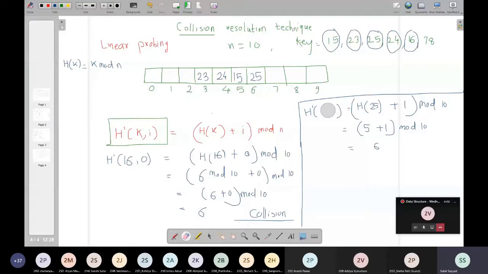What is h dash of 16, 1? It will be h of 16 plus 1, mod 10. So what will this give you as the result? This will give you 6 plus 1 mod 10. So you will get the answer as 7 in this case. Are you getting this, my dear students? So now the key value 16 will be stored on hash address 7. Did you get this, my dear students? How did I process 16? Did you understand?